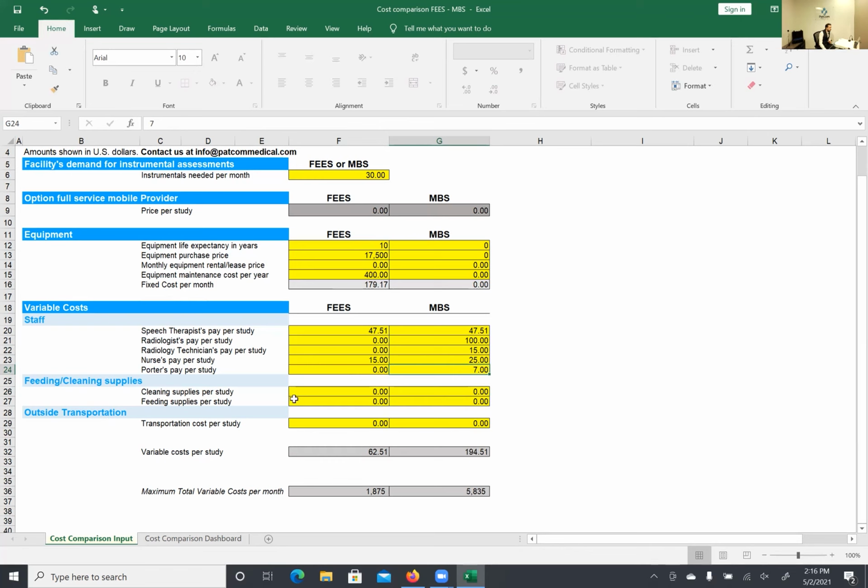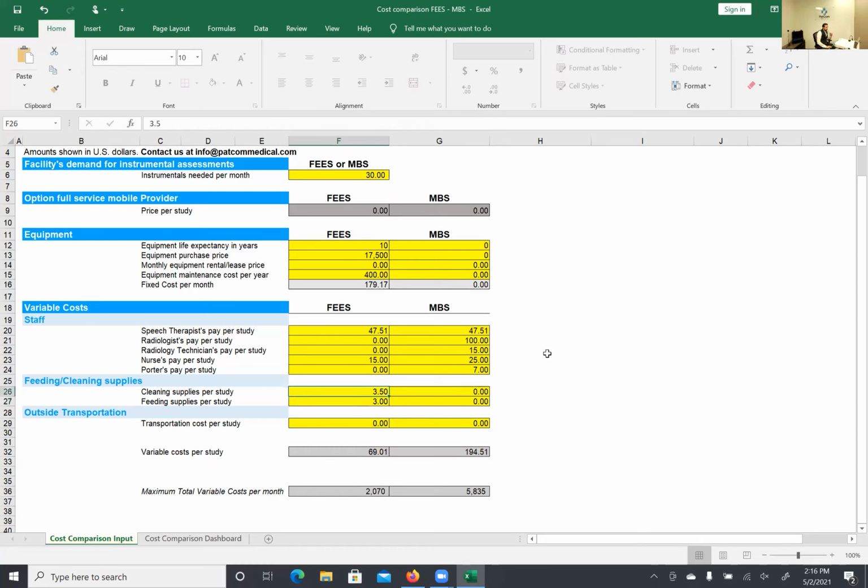Then we have feeding and cleaning supplies. So cleaning supplies per study on the fees, depending on how you do it. You might have an enzyme sponge that you want to use that's $2.70, and then some high-level disinfectant if that's how it's being cleaned, even if it's cleaned in central processing. So it's not very expensive. Maybe it's something like $3.50. And then you have the feeding supplies, so your applesauce, apple juice, crackers, green food dye, and whatever else you need. So maybe there's another $3, probably not as much, but we'll just put that in for now.